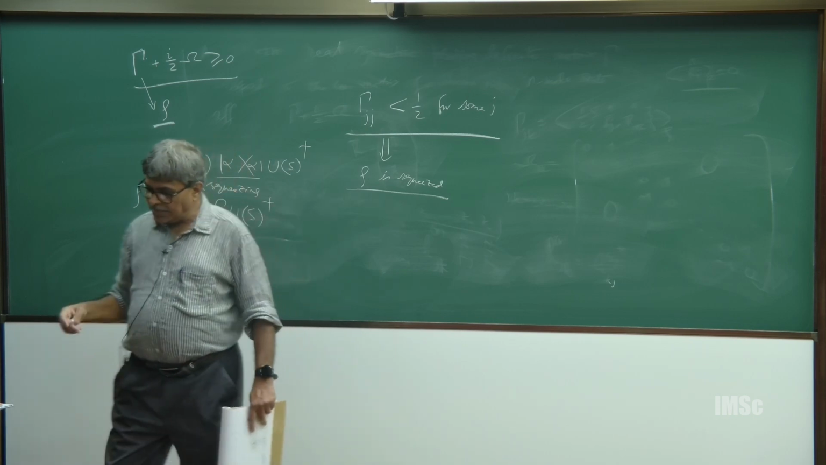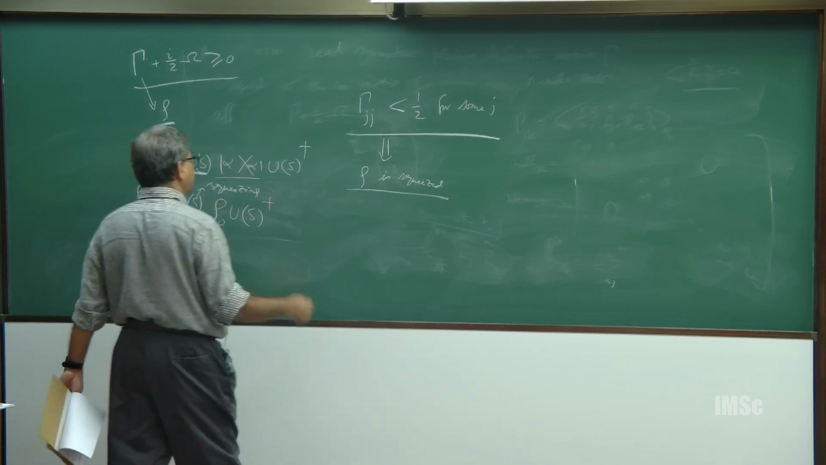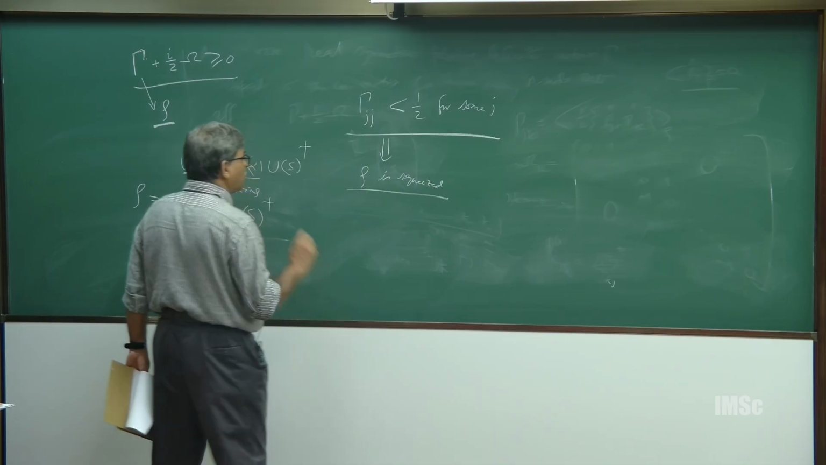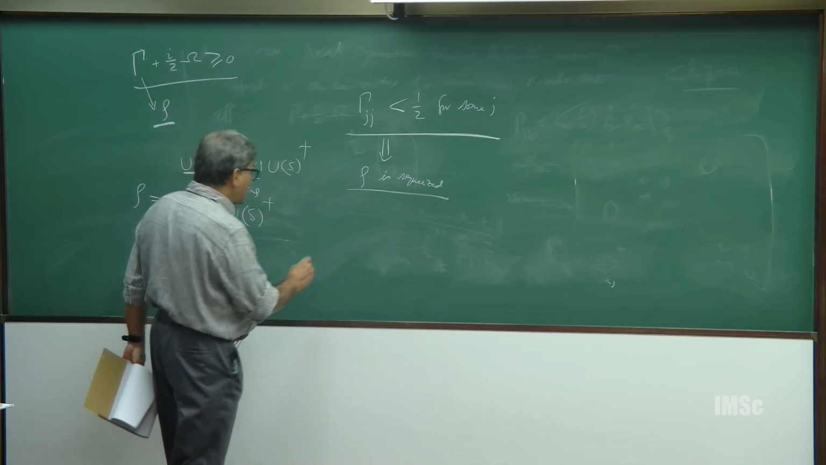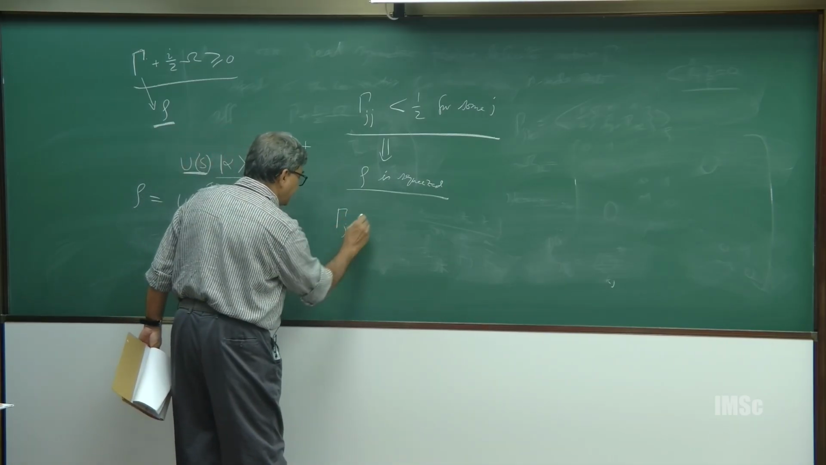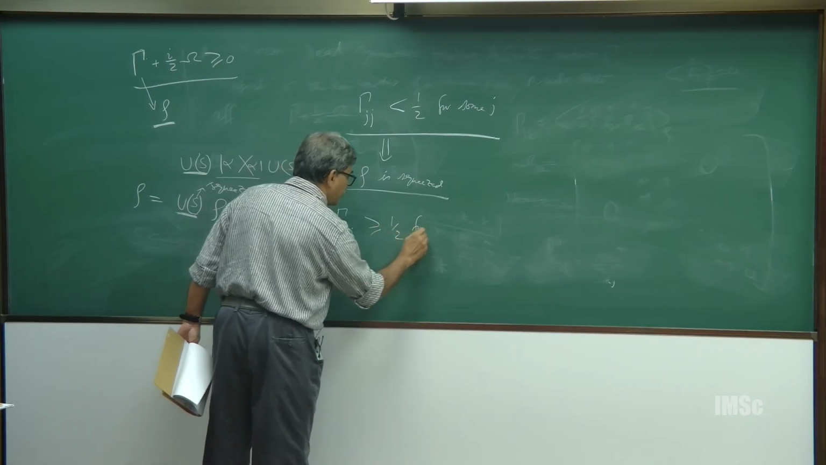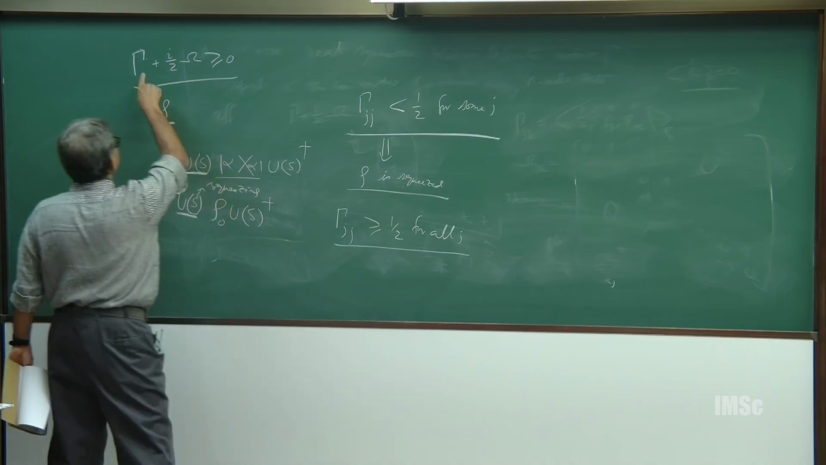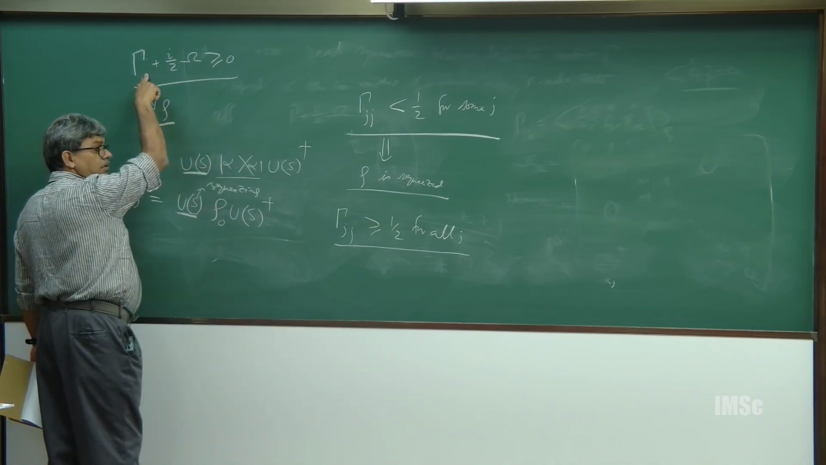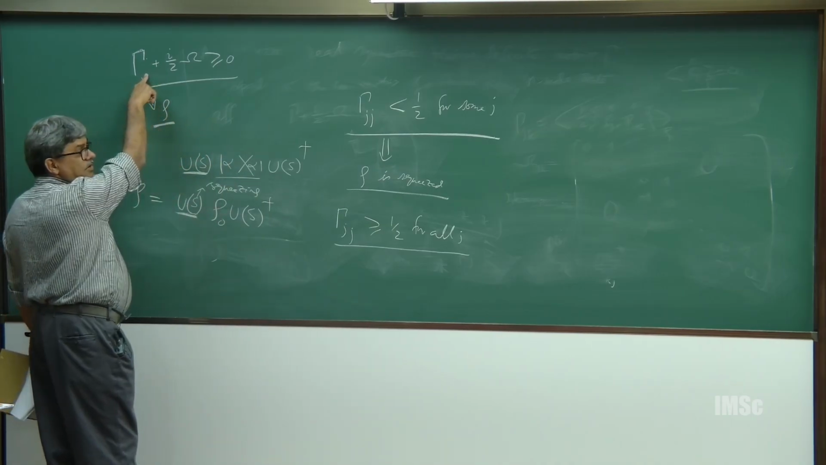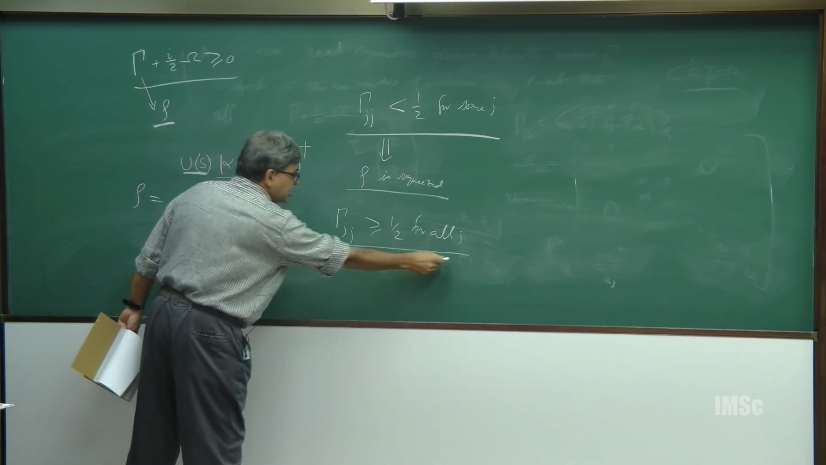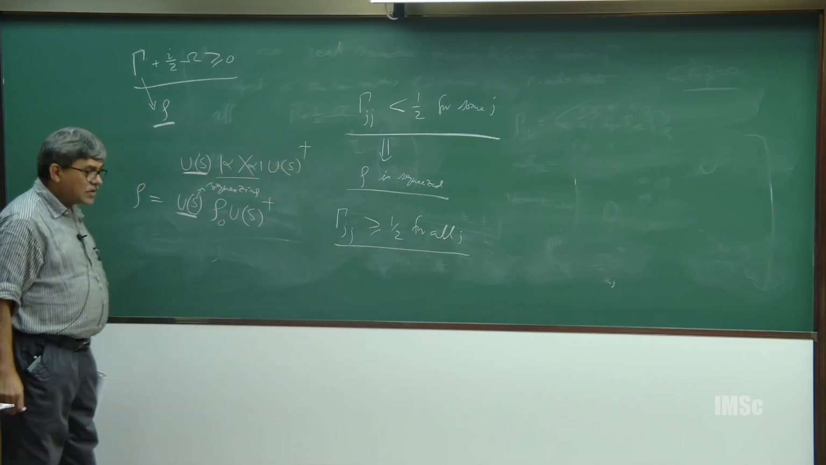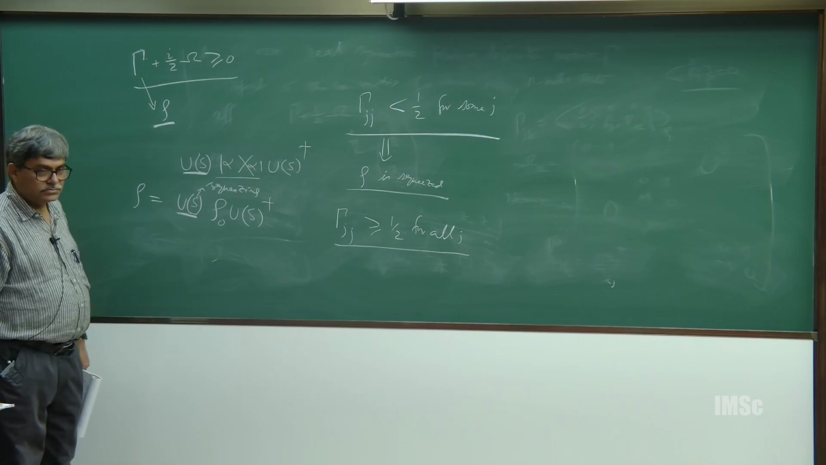Okay. And therefore, it can be achieved by this quadratic Hamiltonian. The question is, what happens if this is greater than or equal to half for all j? So, this is a bona fide covariance matrix, but still if this condition is satisfied, what can be said about squeezing?